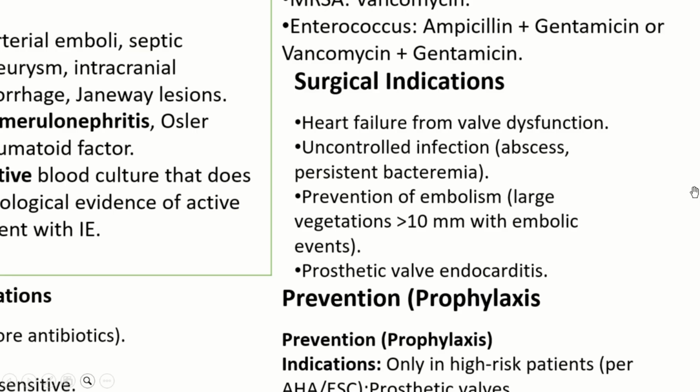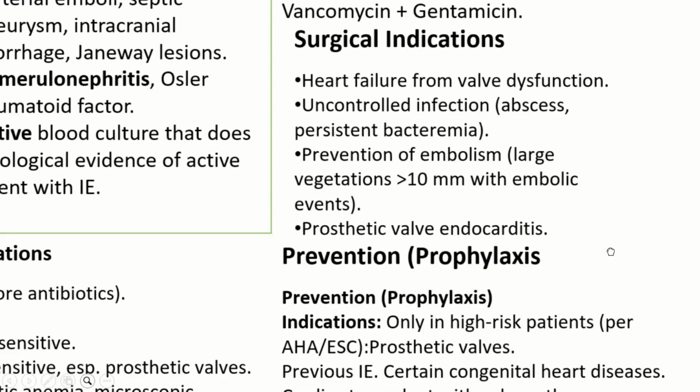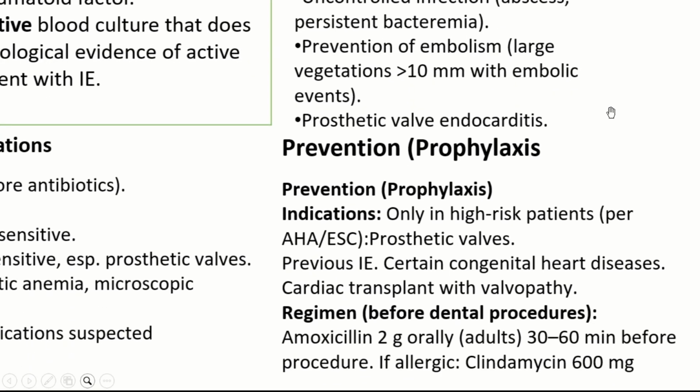So for the surgical management, if we have heart failure from valvular dysfunction, and the valve is now regurgitating and we need replacement, we can do valve replacement. If we have an uncontrolled infection like an abscess, and the abscess is not easy to penetrate with antibiotics, we may actually need to remove it surgically. If we want to prevent emboli and we have large vegetations of more than 10 millimeters, with some embolic events already happening, we can do surgery to remove the vegetations.